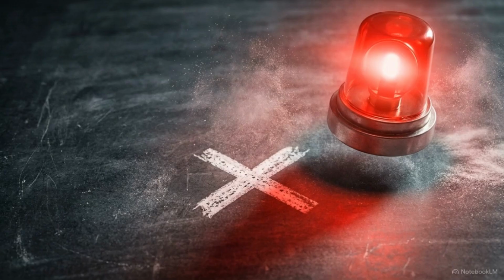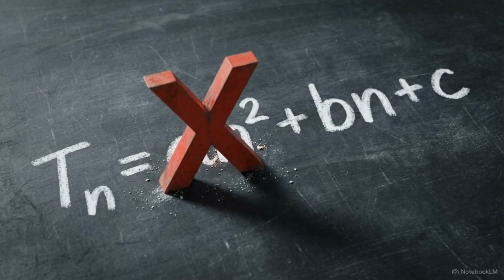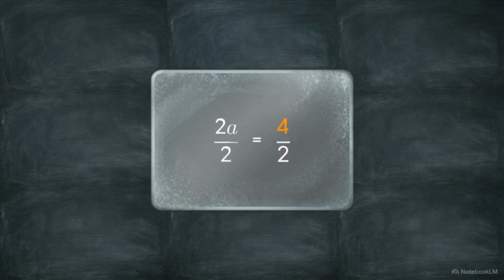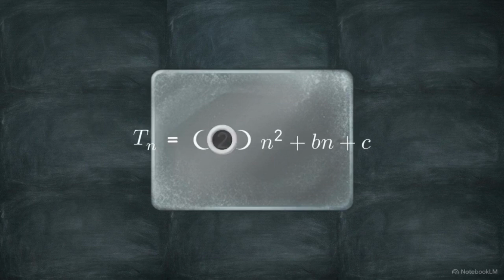That orange number 4 defines the first coefficient of our formula, but pay close attention here. The most common mistake is plugging that 4 directly into the formula as the letter A. Do not do that. Instead, we apply a mathematical fact. The second difference is always twice the value of A. To find A, we divide by 2. If 2A is 4, then A must be 2. Now we update our master template. Our formula officially starts with 2n squared.